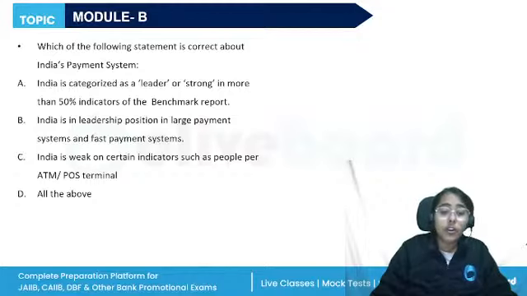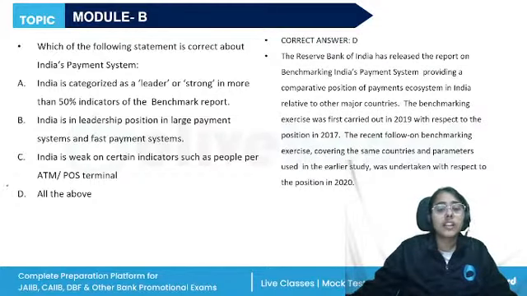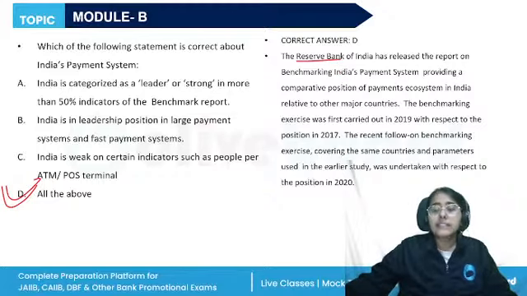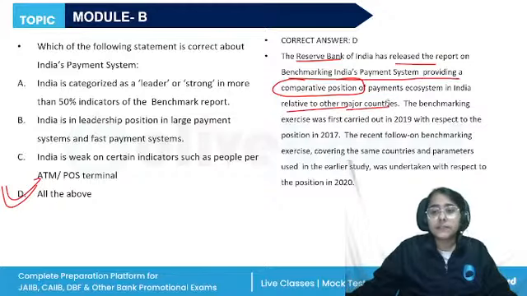India is weak on certain indicators such as people per ATM or point of sale terminal, or all of the above. So the correct answer is all of the above. This benchmarking exercise is conducted by RBI, and it has released the report on benchmarking India's payment system, providing a comparative position to the other major countries. We compare the performance of India's payment system with other major countries.